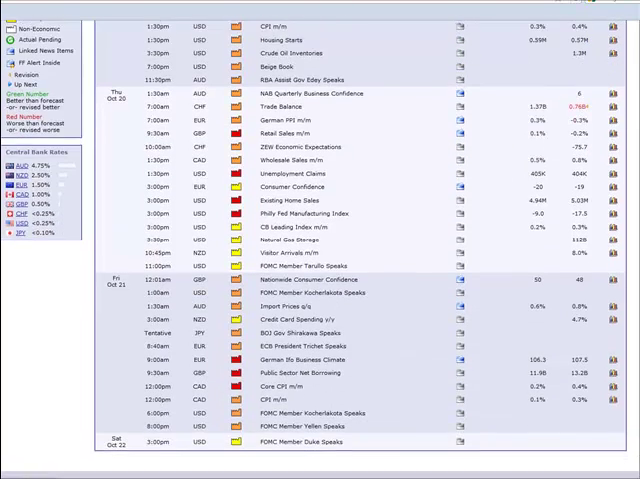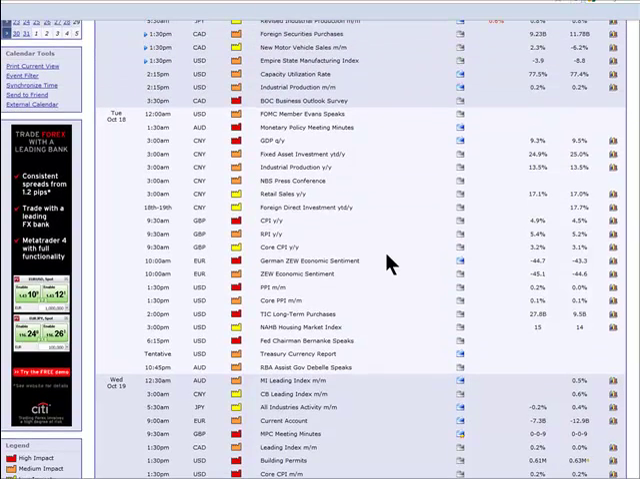So although it's pretty light in terms of US and UK data, we do have the IFO and other details later on in the week. Tomorrow certainly is more of a heavy-duty day in terms of economic data, so always keep a watch for that.